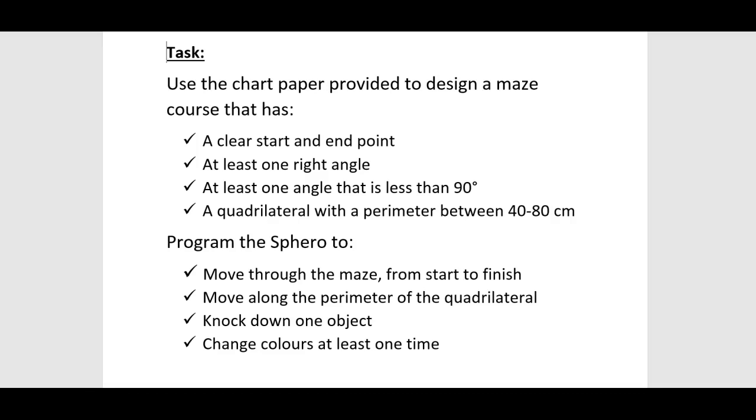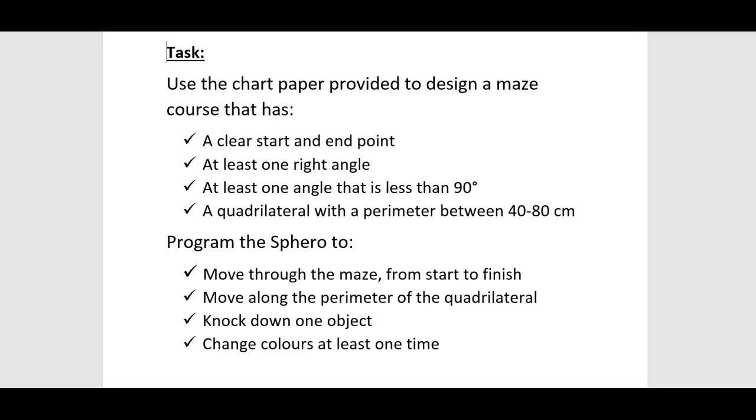So starting with the task on the screen, I have a list of task items, not to be confused with success criteria. These are just the general task checklist of items that I would like the students to follow. I would like them to use the chart paper provided to design a maze course that has the following 4 points: a clear start and end point, at least one right angle, at least one angle that is less than 90 degrees, and a quadrilateral with a perimeter between 40 and 80 centimeters.